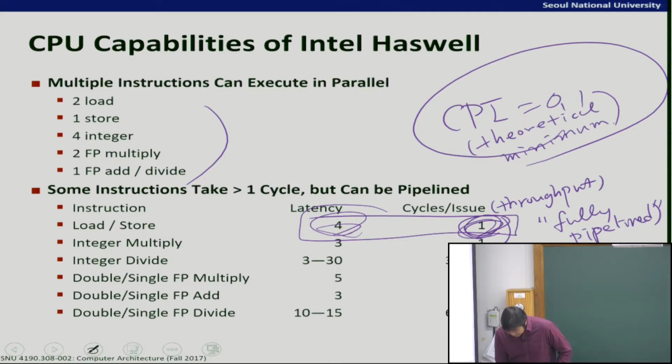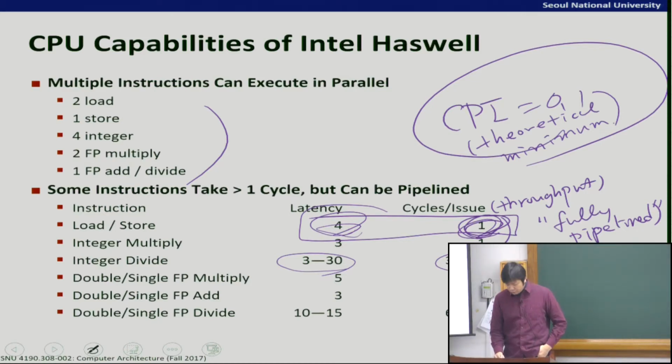And integer divide has a latency of 3 to 30 cycles depending on the design, and cycles per issue is also 3 to 30. That means this functional unit is not pipelined at all. Basically, in order to process the next pair of operands, you have to wait until the current one finishes. So it's unpipelined. Double and single precision floating-point multiply and add take some number of cycles, and they are fully pipelined. Floating-point divide has a latency of 10 to 15, but cycles per issue is a little lower than that, so it's more like partially pipelined.